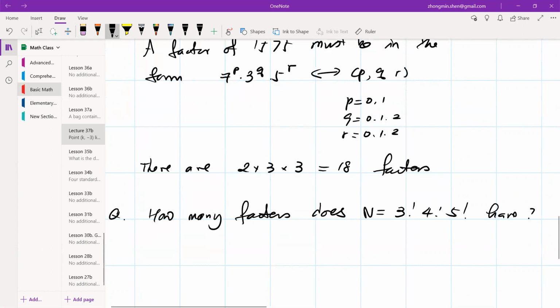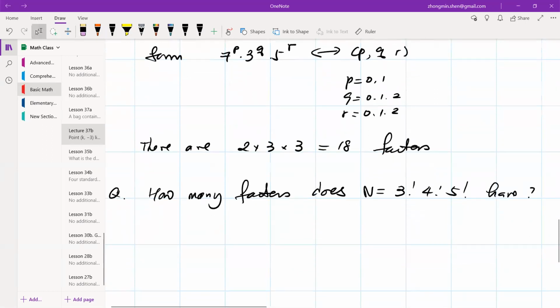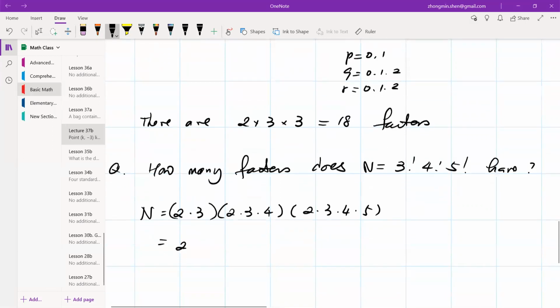All right, so you needed to find the prime factorization of this number, right? 3 factorial is 1 times 2 times 3, 4 factorial is 2 times 3 times 4, and 5 factorial is 2 times 3 times 4 times 5. Clearly, you know how many 2's there are. You have one 2, and three 2's, and also three 2's from the last number. So 1 plus 3 plus 3 is 7. And here 3 times 3 is 3 cubed. And then a 5.